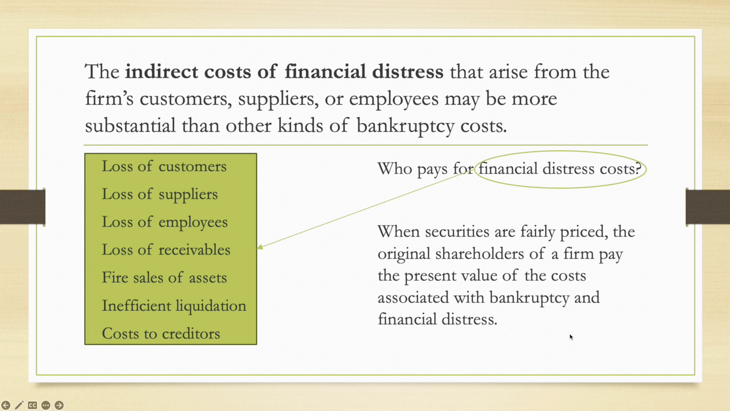The original shareholders of the firm. The reason being that debt holders are not foolish. They recognize that when the firm defaults, they will not be able to get the full value of the assets. As a result, they will pay less for the debt initially.